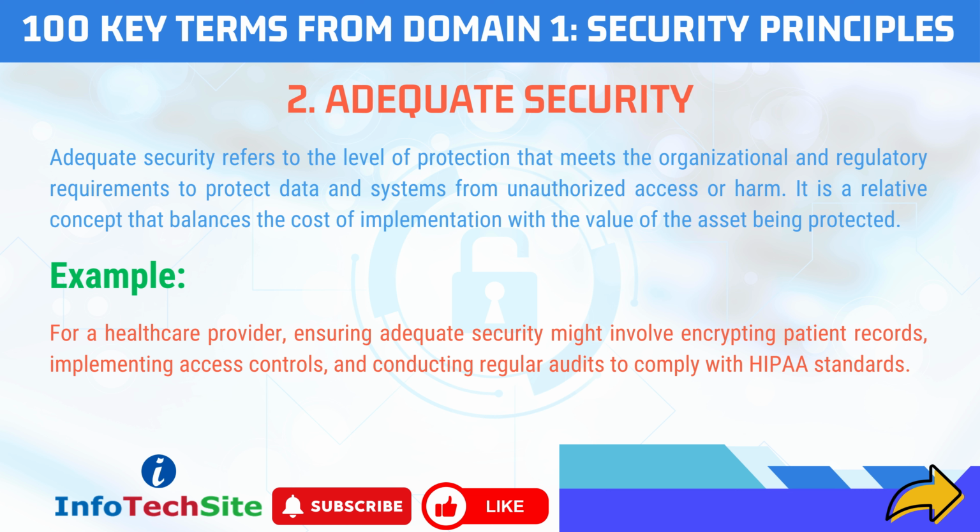Adequate security refers to the level of protection that meets the organizational and regulatory requirements to protect data and systems from unauthorized access or harm. It is a relative concept that balances the cost of implementation with the value of the asset being protected. Here is an example. For a healthcare provider, ensuring adequate security might involve encrypting patient records, implementing access controls, and conducting regular audits to comply with HIPAA standards.